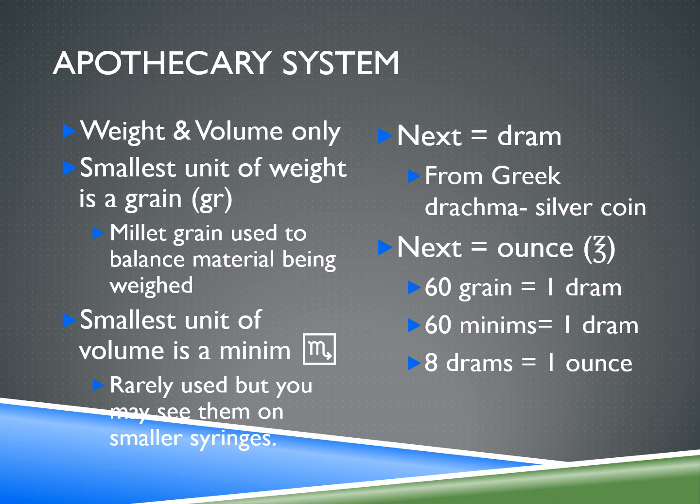But basically the way it works out is 60 grains equals a dram, 60 minims equals a dram, but 8 drams equals an ounce. And people always say, well, are grains and minims the same thing then? Well, they're different because they're different measures. One is measuring weight and the other one is measuring volume. And so you can't just say they're equivalent because they're not measuring the same thing. Hopefully that makes sense to you.